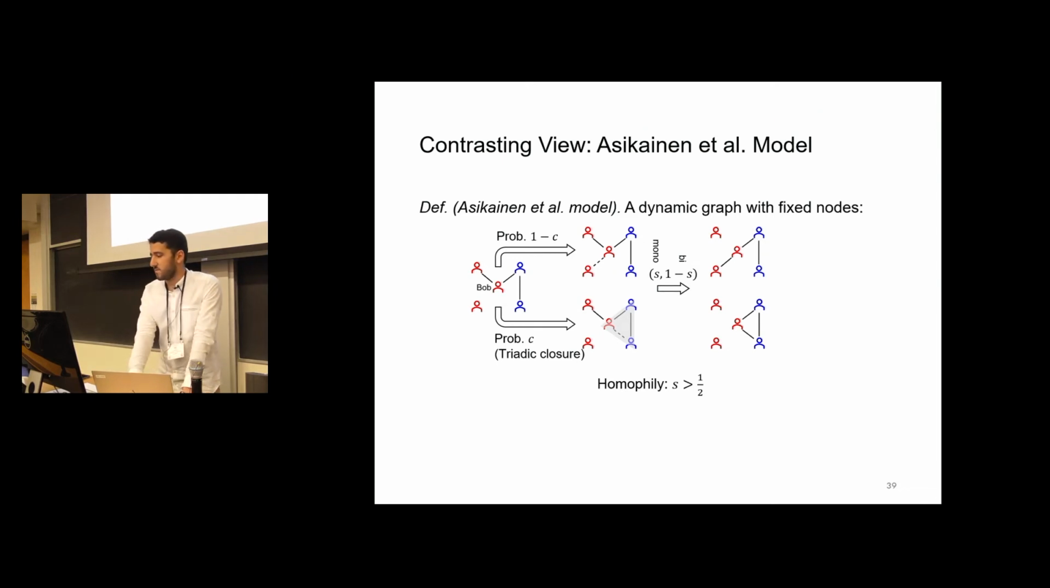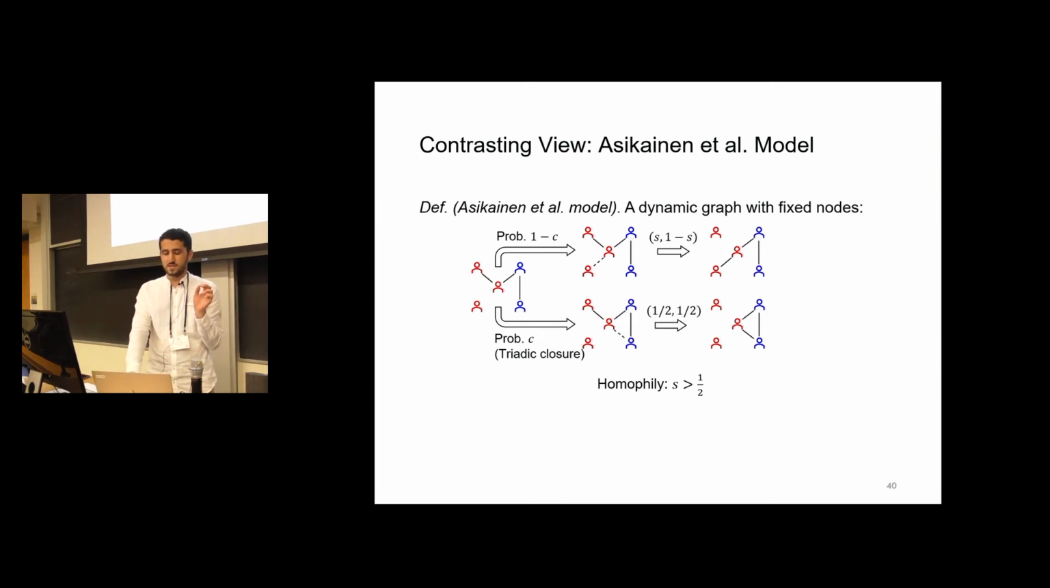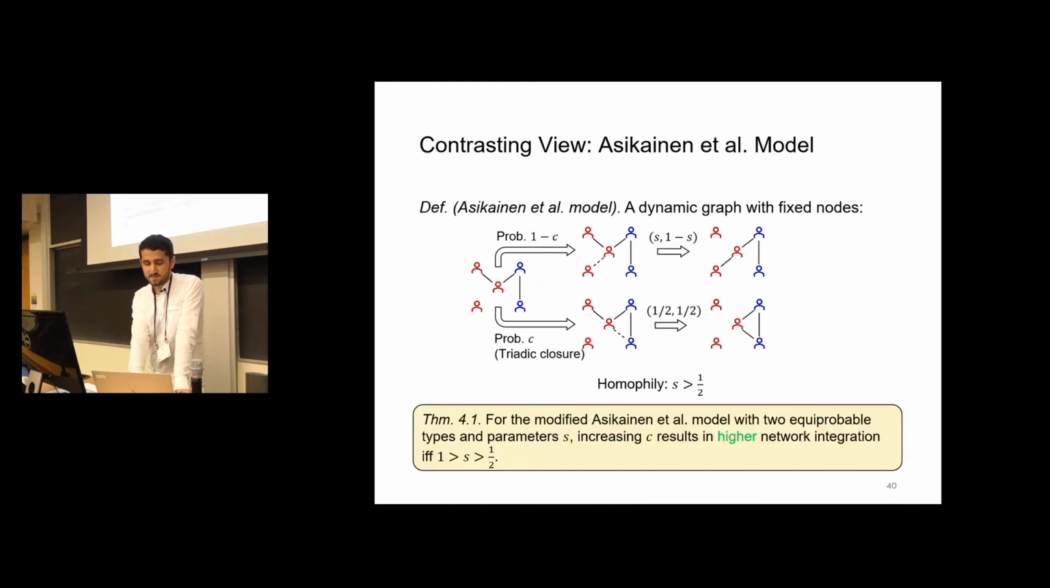And you might ask why they obtained different results. We actually realized that they have added an extra layer of homophily to the definition of triadic closure. So we modified their model, and now we have triadic closure without bias. This is how triadic closure is studied, and we have empirical evidence for that. And now we obtain consistent results. Again, if we increase this parameter C in the modified Asikainen and others model, and if, let's say, we have two equiprobable types, we will observe higher network integration, again, if there exists homophily.